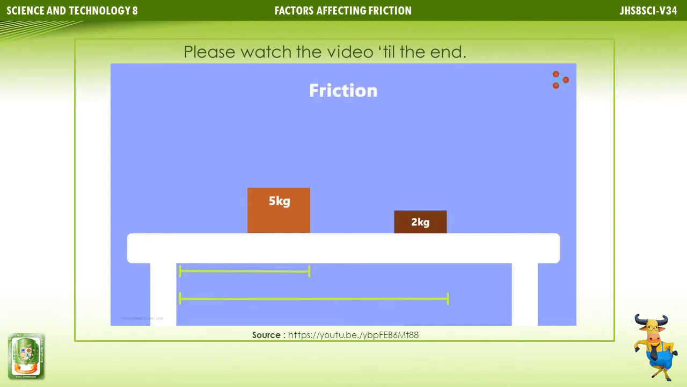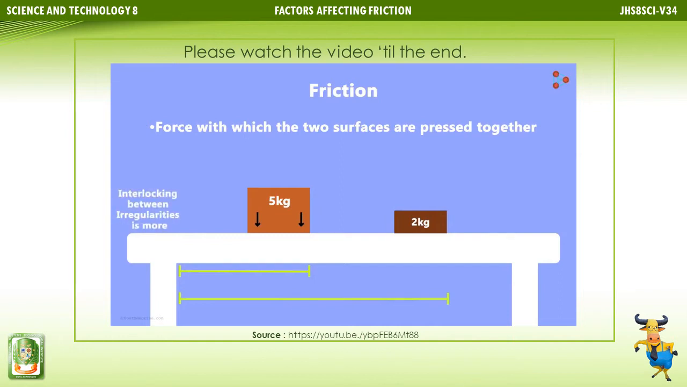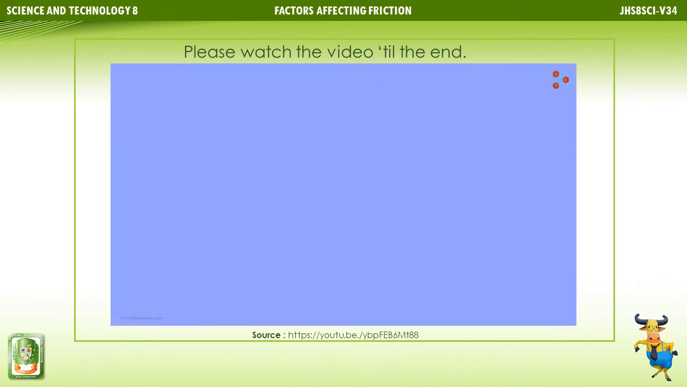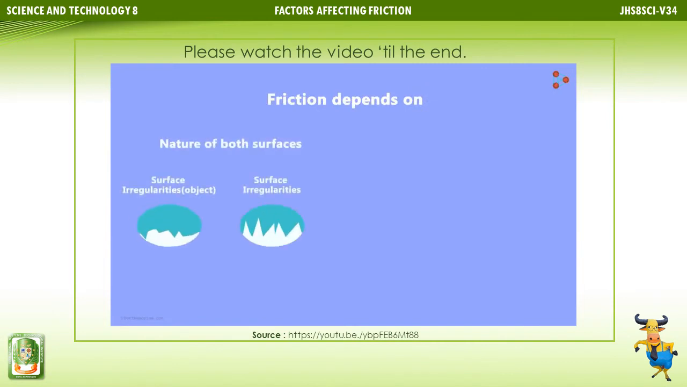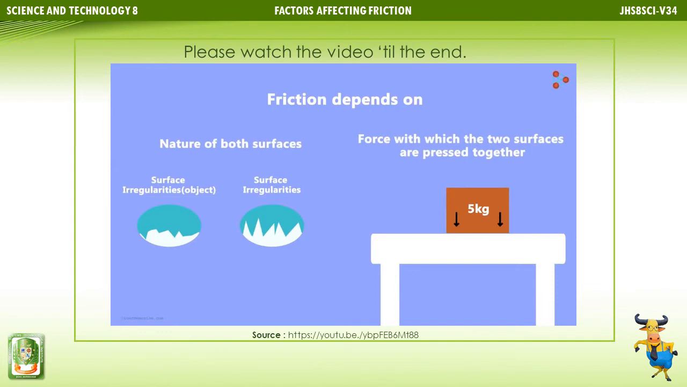It tells us that the friction also depends on the force with which the two surfaces are pressed together. If the two surfaces are pressed harder, the friction will be more. Why is that? Because of the second brick's greater weight, it presses on the table with greater force. Since its surface and the table's surface are pressed together harder, the interlocking between the irregularities is more. And this results in more friction. So mainly, there are two things on which the force of friction depends: the nature of both surfaces and the force with which the two surfaces are pressed together.